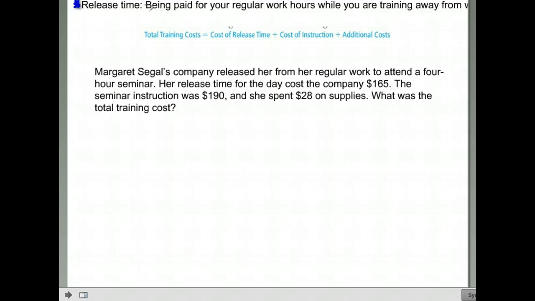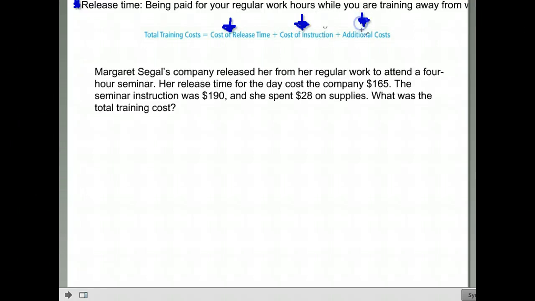That happens quite often. They may want you trained on something, but they will pay you to do it. Some of the things that they will pay you is cost of release time. Again, cost of release time is your regular pay while you're not at work doing this training. The cost of instruction, so the price of the class, the price of supplies, the price of books, anything involved there. And then there's additional costs.